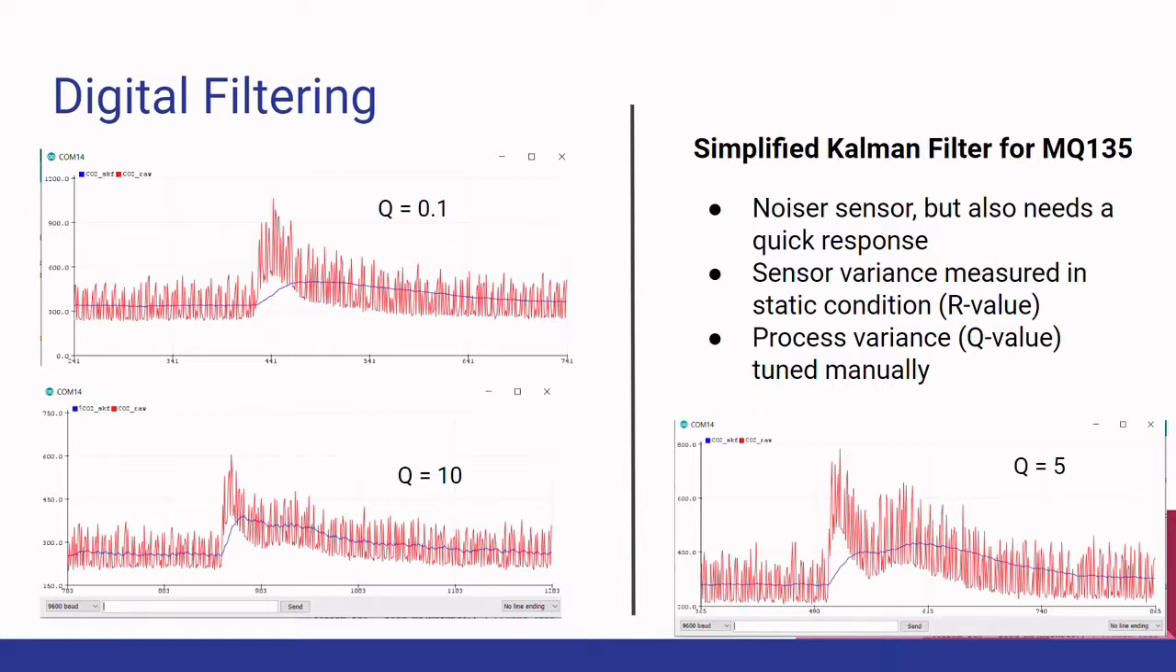And for process variance, we have to tune it manually. We've tried different numbers for it, from 0.1 to 10, and in the end, we decided to go with a Q value of 5 as a trade-off between the response time and the smoothness of the signal. As you can tell for Q equals 0.1, the top diagram there, the signal is rather smooth, but the response time to that impulse is quite slow. So we decided to go with somewhere in between, a somewhat smooth signal without sacrificing the response time.